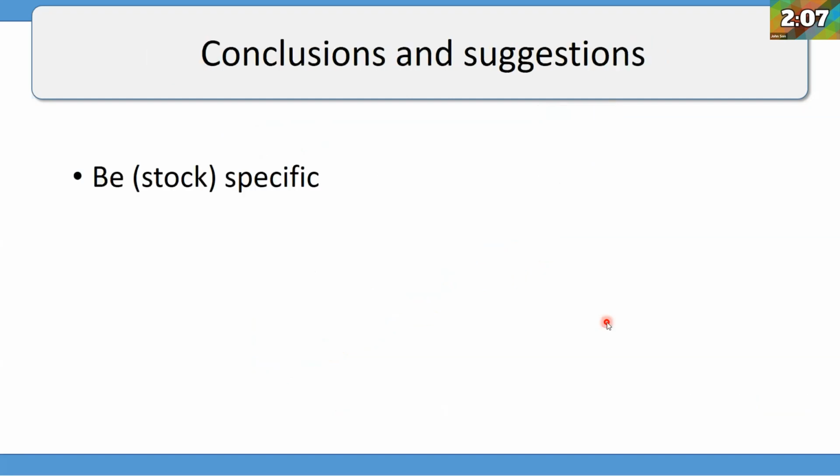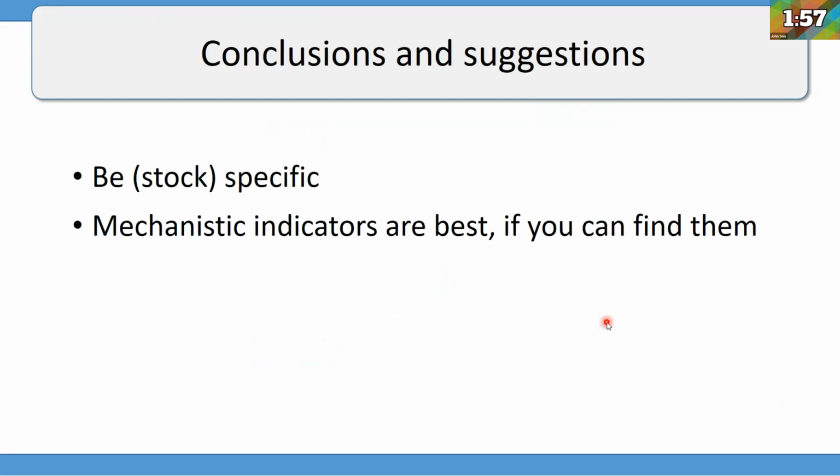Okay, just some quick conclusions. Be stock specific. These fish are all doing something different in the ocean, going different places at different times. It matters. Mechanistic indicators are best, but they're often expensive to collect or are just difficult to obtain. So sometimes we just have to deal with the more correlative indicators.